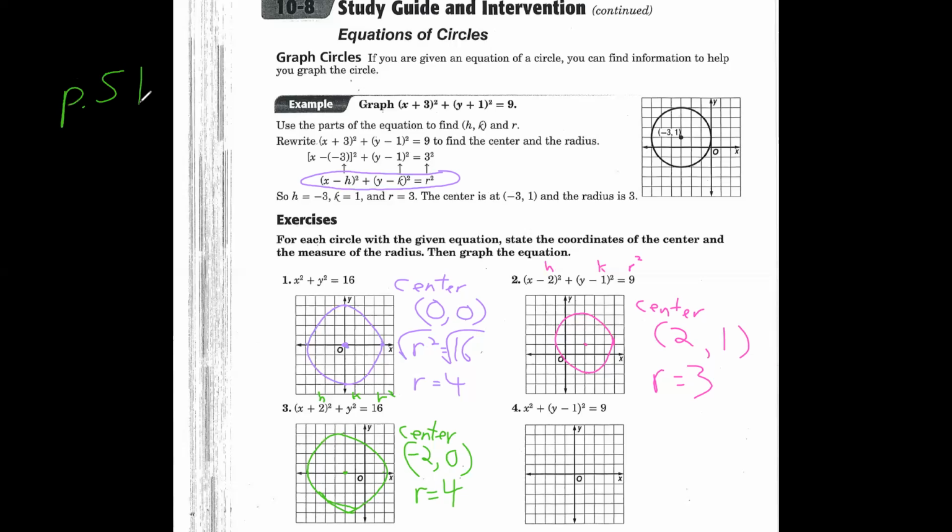Page 51 is on the back, right? Numbers 1 through 12. So basically all on page 51. That's your assignment.